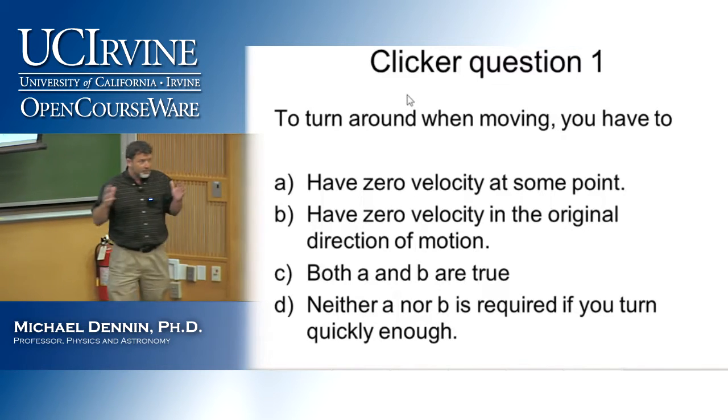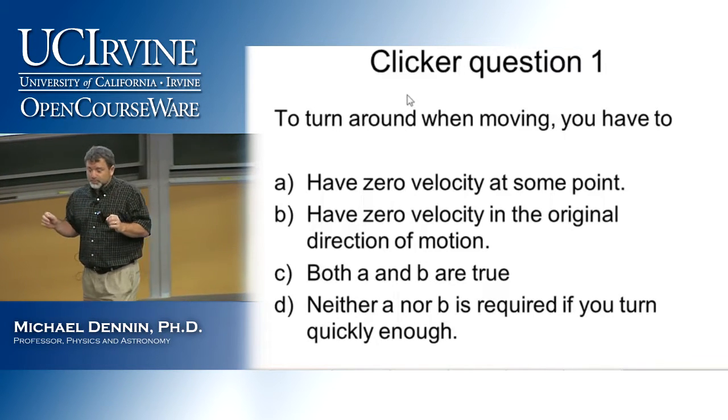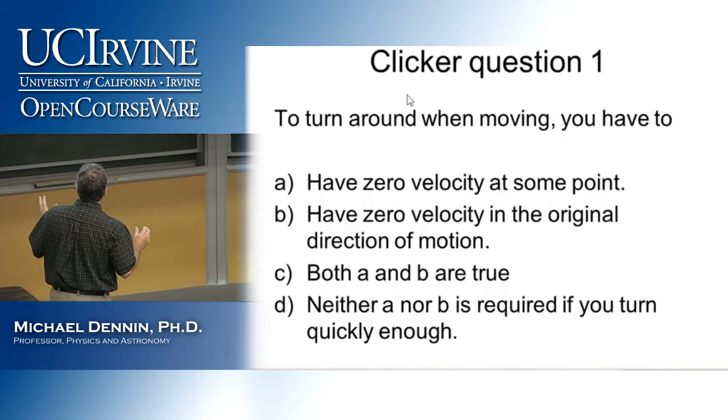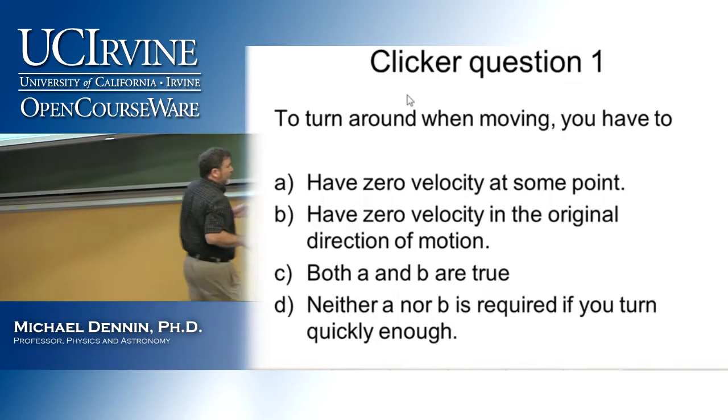So notice there's a difference between A and B. They're different. But they could both have to be true. Or neither A nor B could be required. I could just turn around real quickly, right? I mean, that's something I could do. I could turn around real quickly.